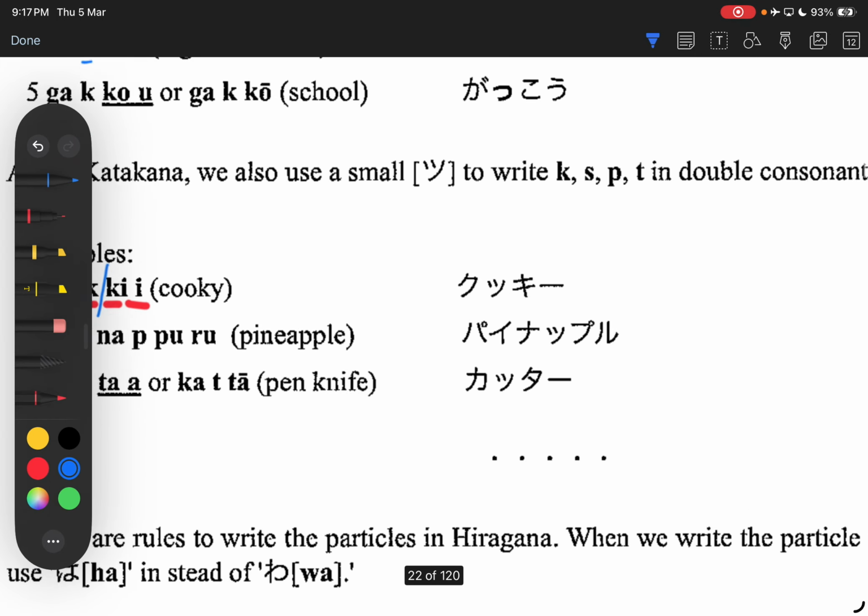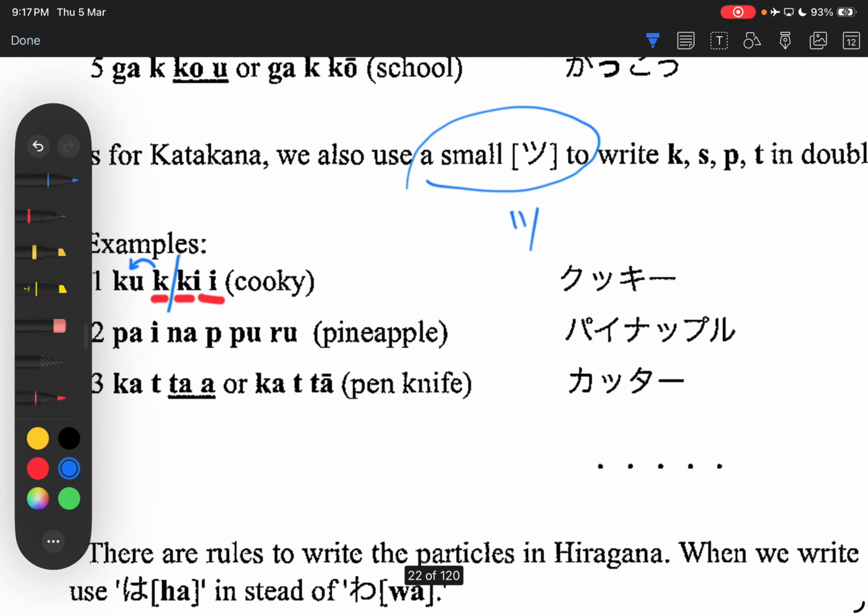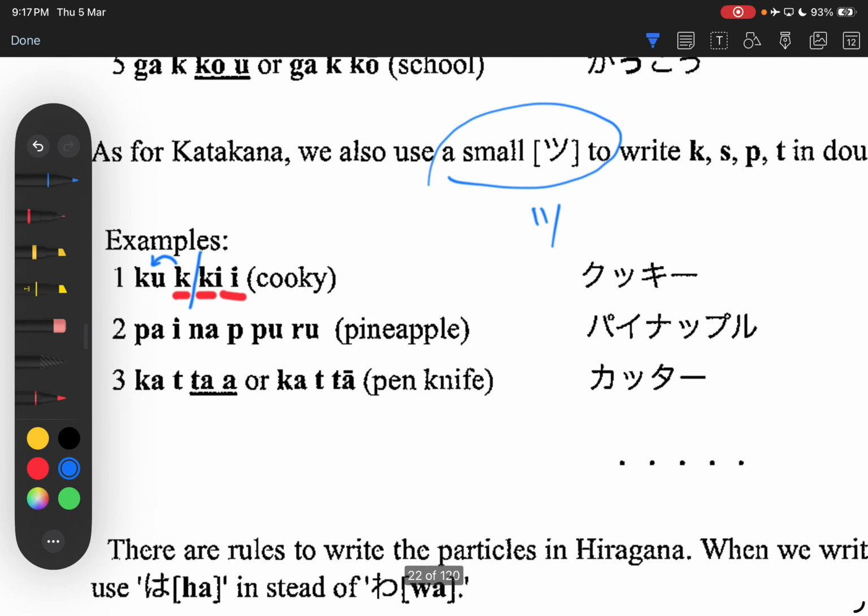So katakana, how do we represent it? We also write a small tsu, the same. But the small tsu is the katakana one, not the hiragana one. So we have examples like cookie. We also have examples like pineapple. Okay, so this is the last one. We have number 3. Kata. Kata means shoulder.